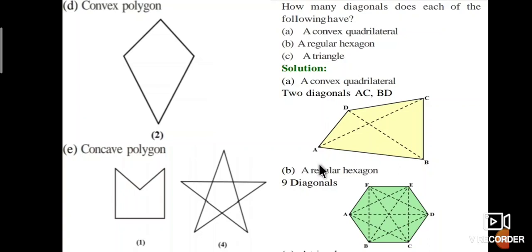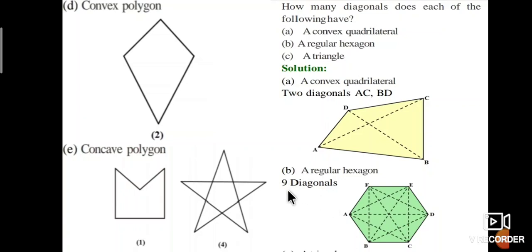Convex quadrilateral having two diagonals. Next, the second one is a regular hexagon. This is the figure that shows a regular hexagon. Hexa means having six sides: 1, 2, 3, 4, 5, 6. A polygon having six sides is called a regular hexagon.